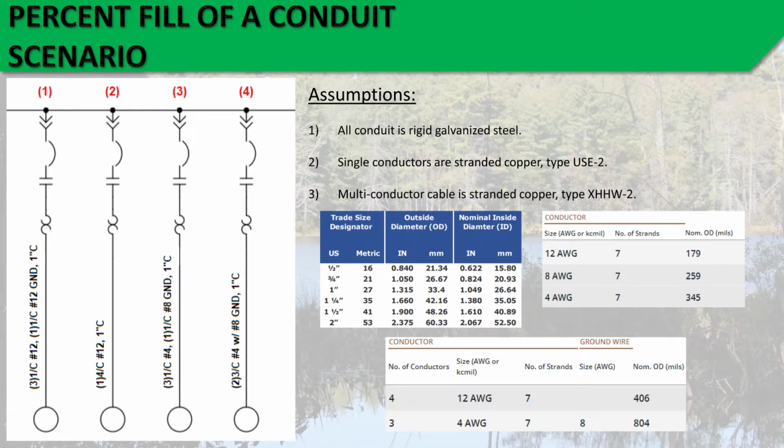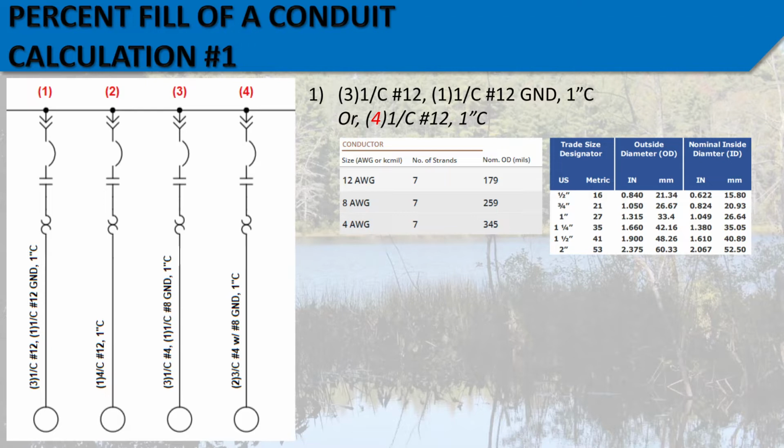Alright, so example 1. We have 3 single conductor number 12 wires, 1 single conductor number 12 ground in 1-inch conduit, or basically we have 4 single conductor number 12 wires in 1-inch conduit.